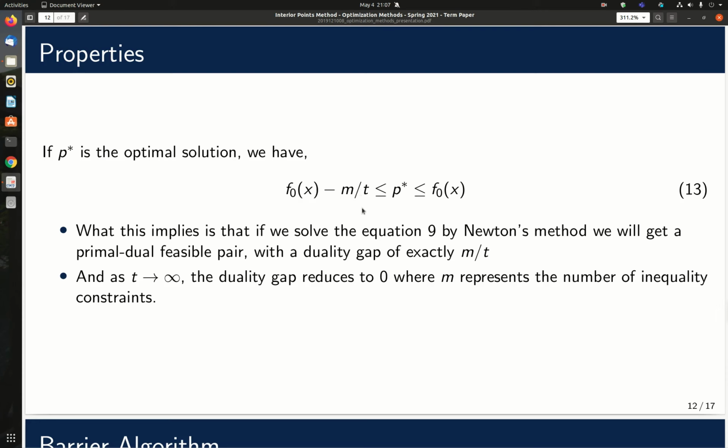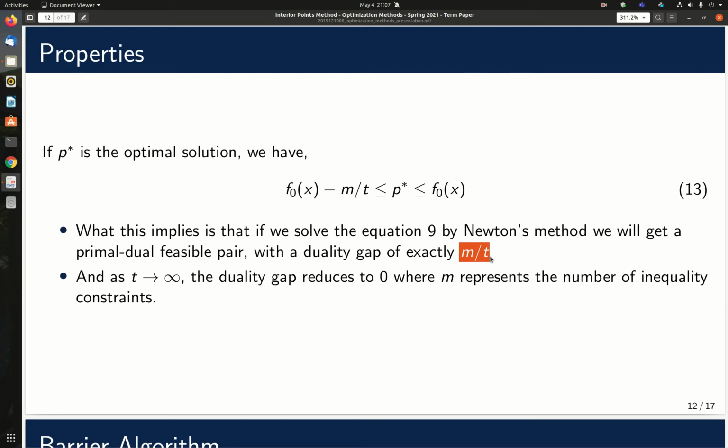So what this implies is that if you are trying to solve this optimization problem through Newton's method, we will get a primal dual pair every time. Suppose you get x star, we can find its dual also, because the duality gap is exactly m by t. As t tends to infinity, which is the ideal thing we want to reach, though probably we will not be able to reach there, we should reach the optimal solution, and we can also see that the duality gap is becoming 0, right?